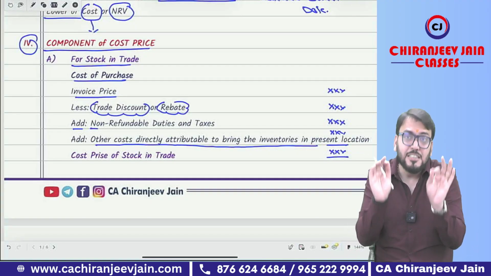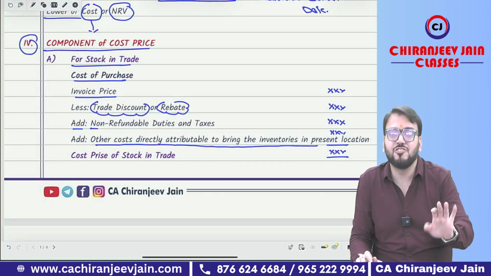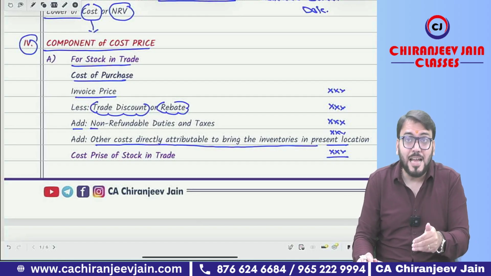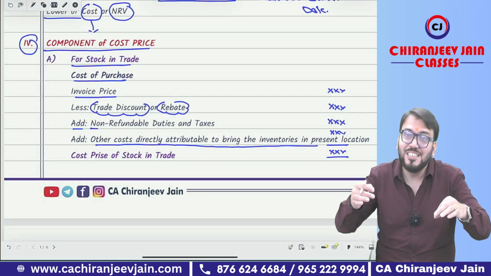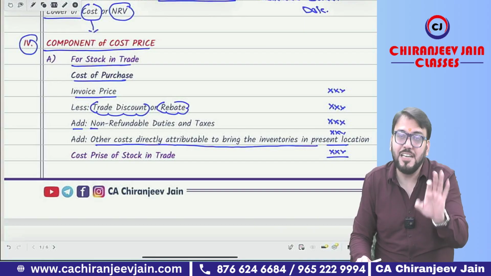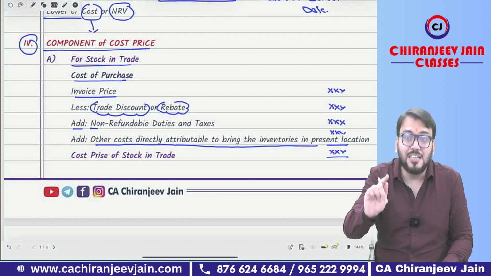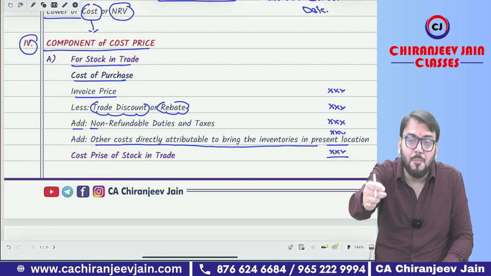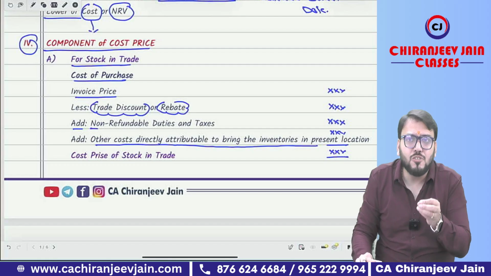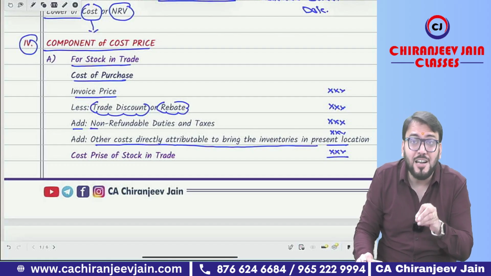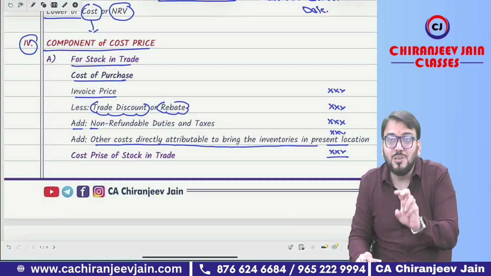Just try to understand. Any discount given on trade date, of whatever nature, is trade discount, meaning it is known at the time of transaction. And any discount given on settlement date, meaning once you pay the amount, whatever discount you receive at that time, is cash discount. Cash discount is not known at the time of purchase, therefore you can't deduct it. So deduct trade discount. Don't deduct cash discount.